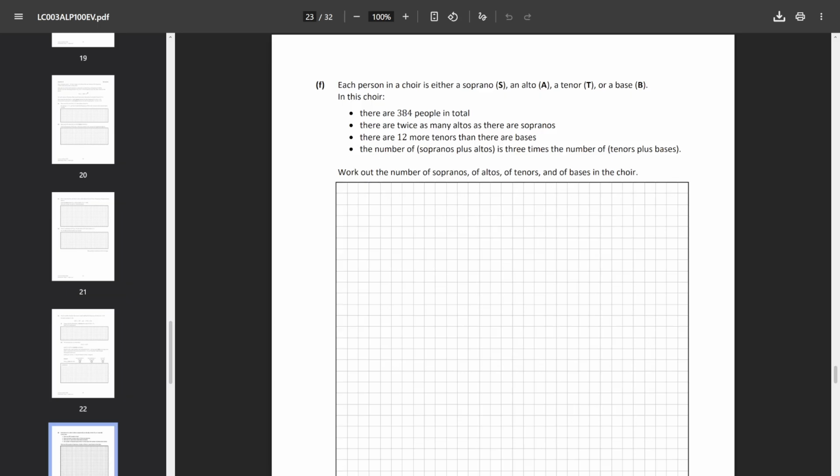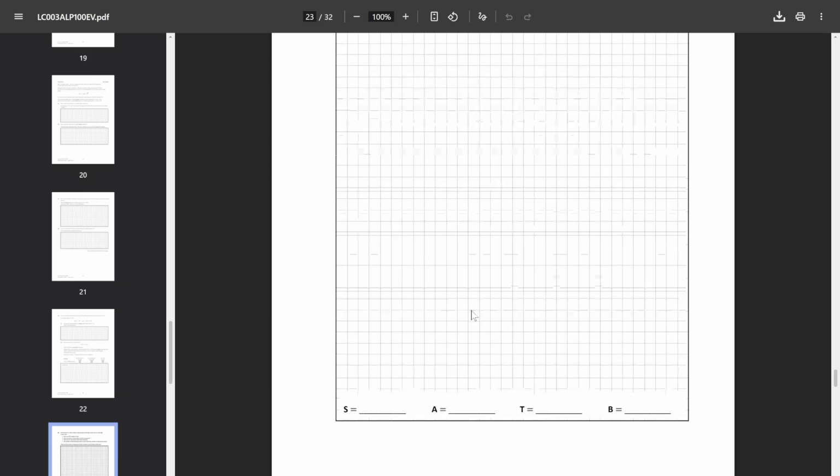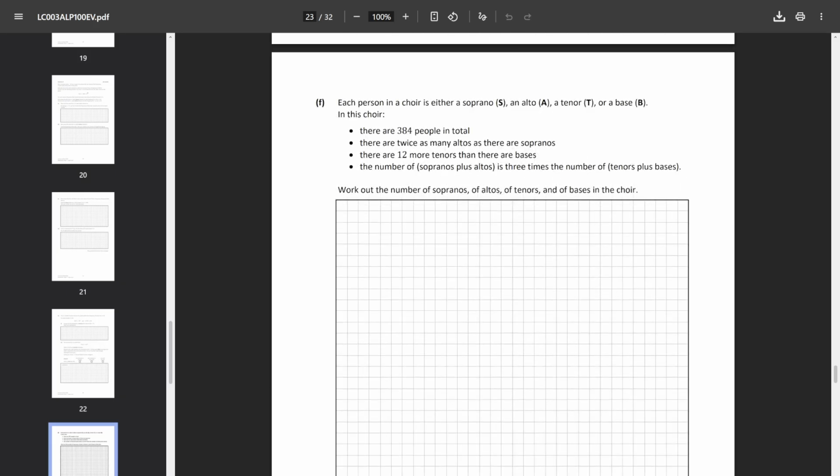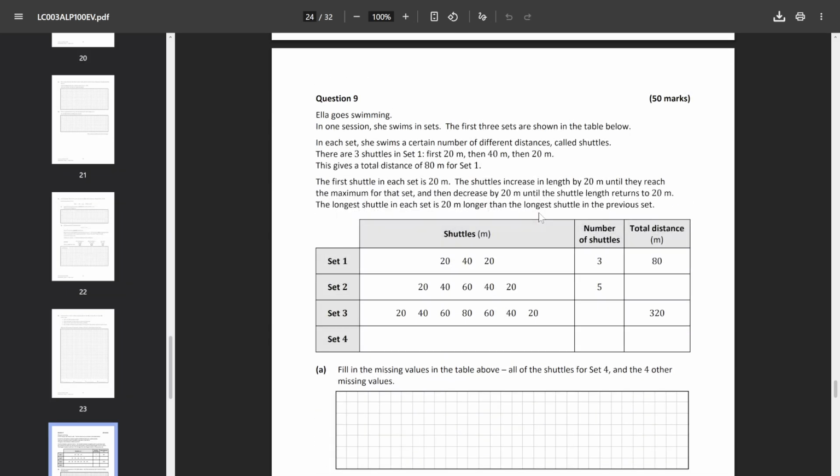And then part F was seemingly a 4-variable simultaneous that you could pretty easily work out because a lot of it is just purely subbing in to fairly straightforward equations. All of them have, say, like, twice the number of sopranos minus the number of altos, etc., etc. It's actually not terrible.